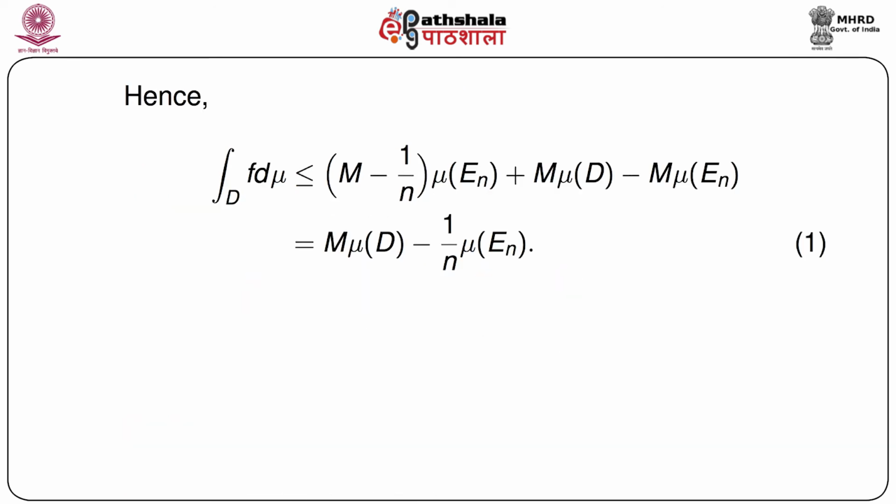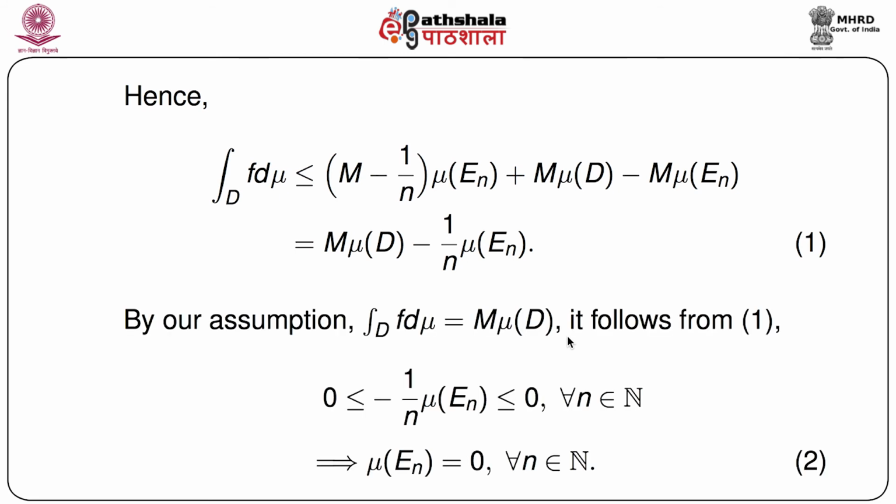Since E_n is a subset of D and μ(D) is less than infinity, we can always prove that μ(D minus E_n) equals μ(D) minus μ(E_n). So again, from the previous result we get the integral over D of f dμ is less than or equal to (M - 1/n) μ(E_n) plus M times μ(D) minus M times μ(E_n), and a little simplification gives us M times μ(D) minus (1/n) μ(E_n).